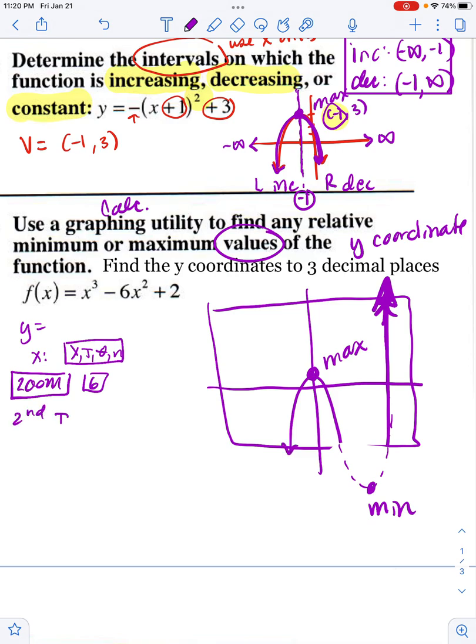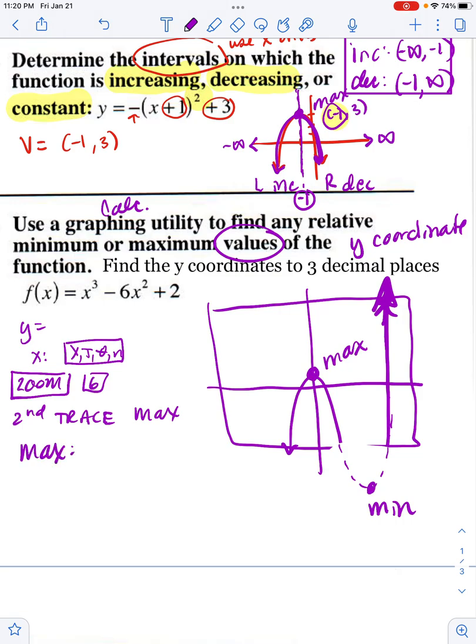So how do I do it? Well, go back and look at those notes. But I basically go to second trace. And then in this case, second trace, I'm going to pick max. And then it's going to lead me through what to do. It says left bound. So I go and make sure my cursor is on the left of that max. Then I go to the right. And then I hit enter again. It asks me if I want to guess.